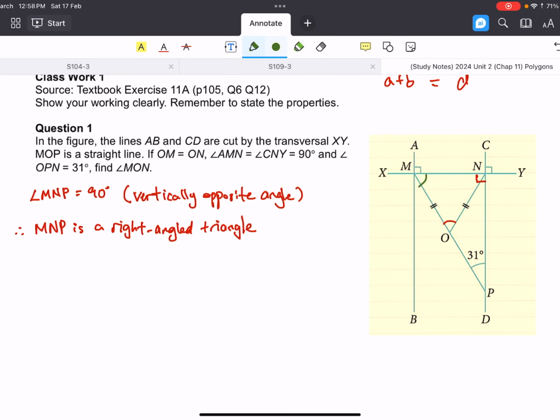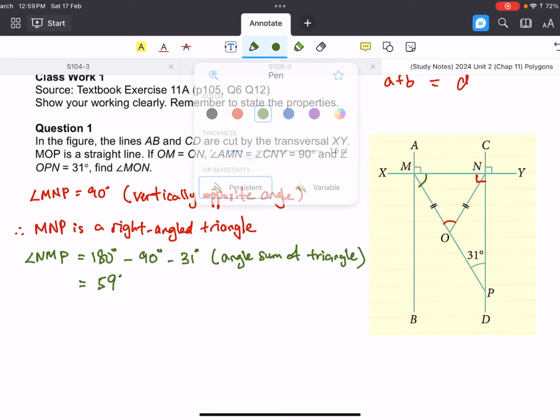This angle over here, where we add it to the 90 degrees and the 31 degrees, should give us 180 degrees. So that is the angle sum of triangle property that we're using. So angle NMP, which is marked out in green, is equal to 180 degrees minus 90 degrees minus 31 degrees. And the reason is because of angle sum of triangles. So we work this one out. This is 59 degrees.